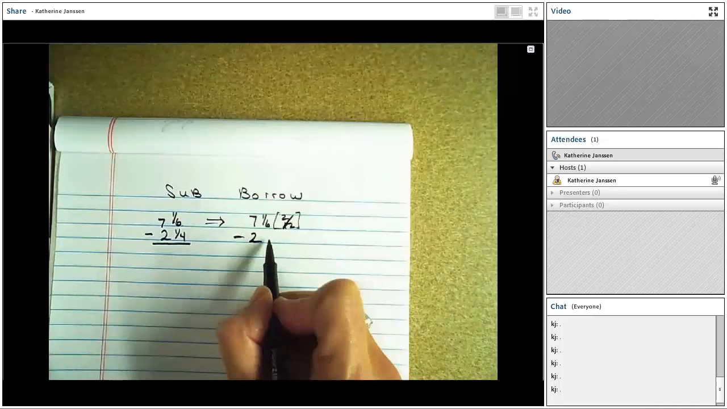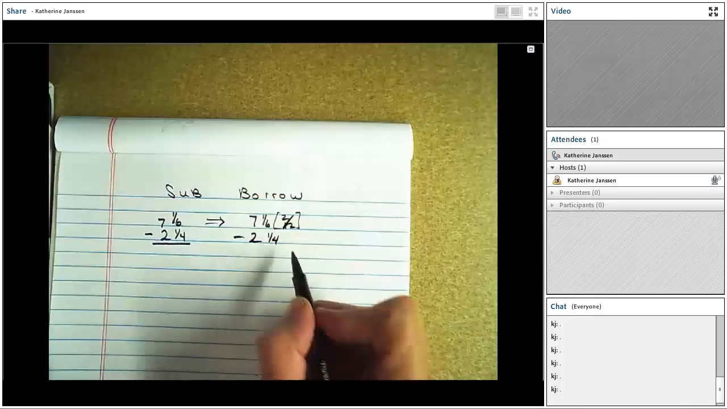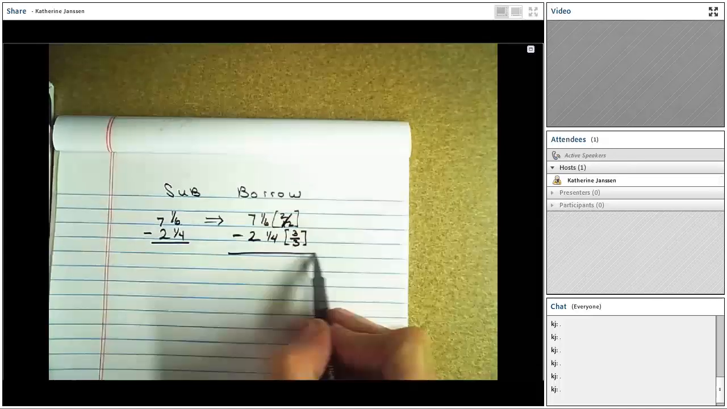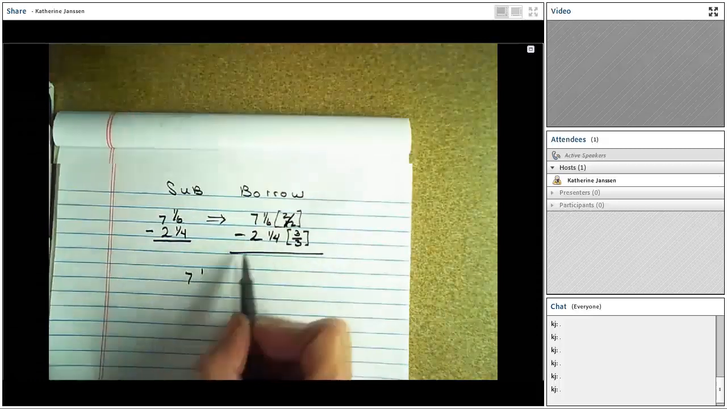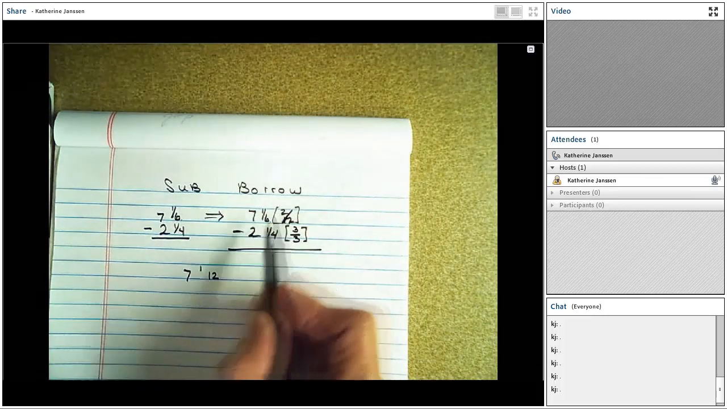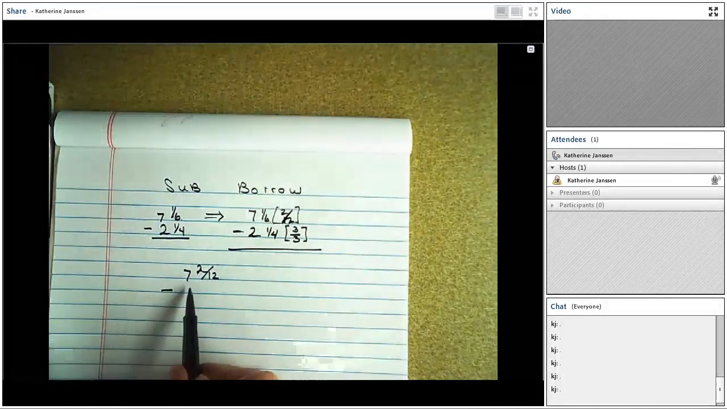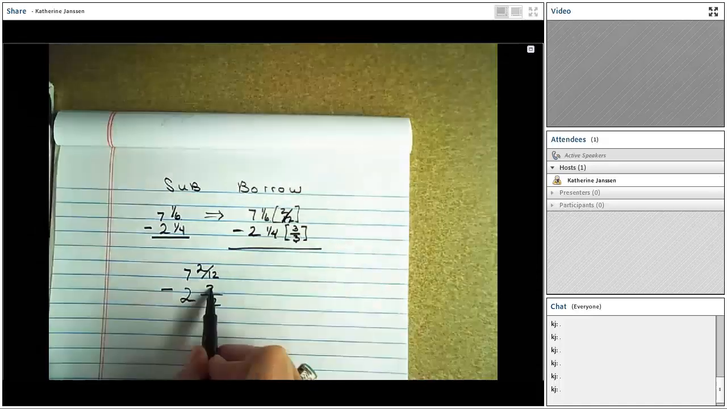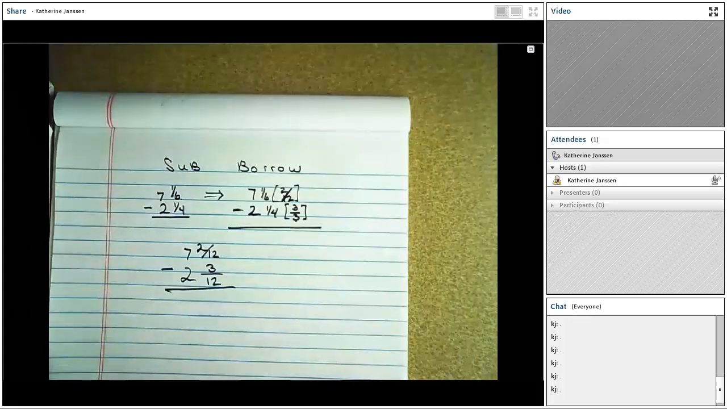And subtract 2 and 1/4. And I need fourths to be converted to 12ths, so I'm going to multiply the denominator by 3, so I'll multiply the numerator by 3. And I get 7, and it's going to be 12ths. 6 times 2 is 12, and 1 times 2 is 2. I'm going to subtract 2, and 4 times 3 is 12, and 1 times 3 is 3. So 7 and 2/12, and we want to subtract 2 and 3/12.